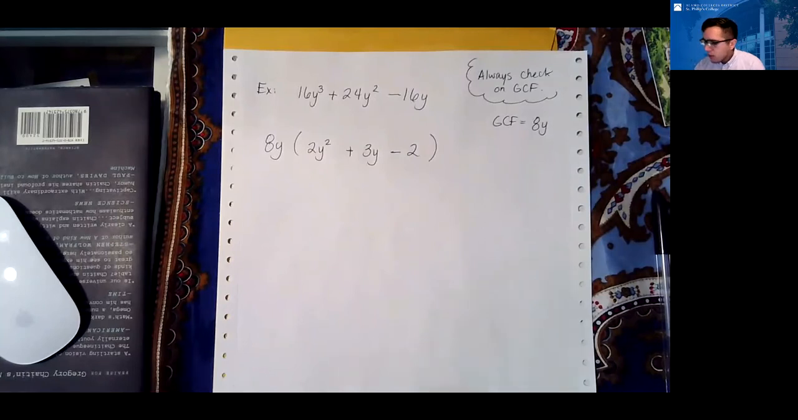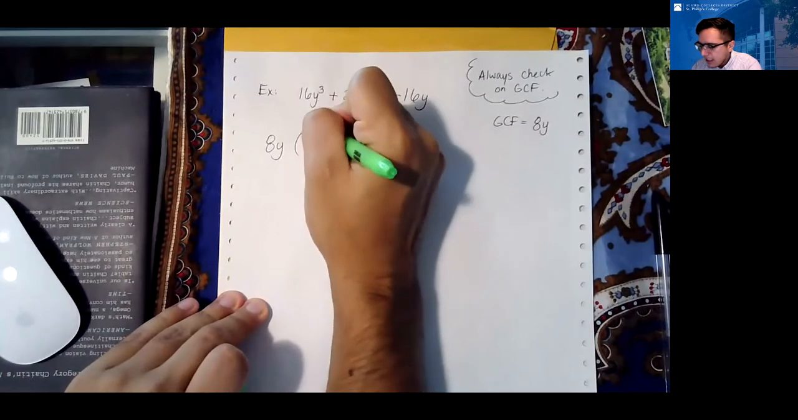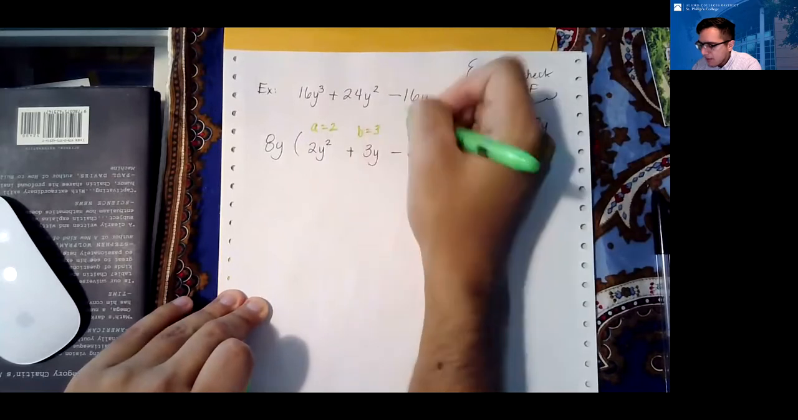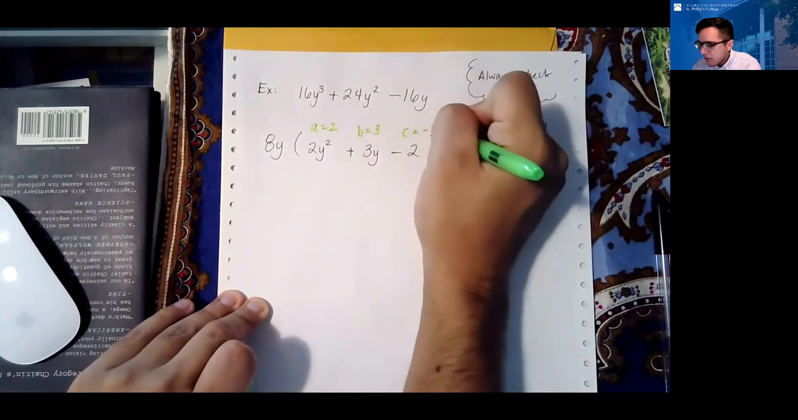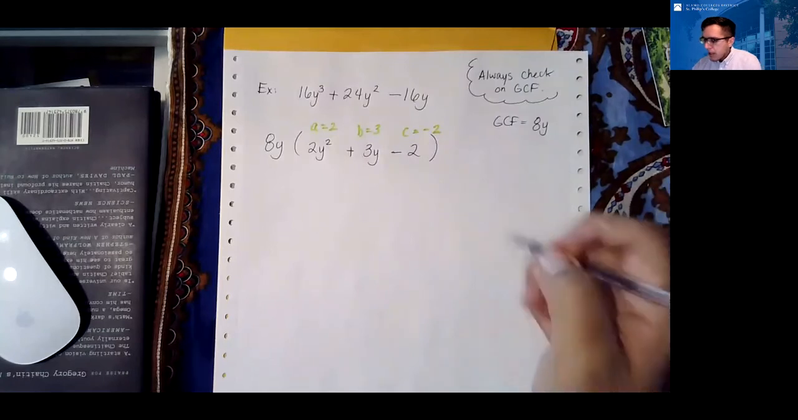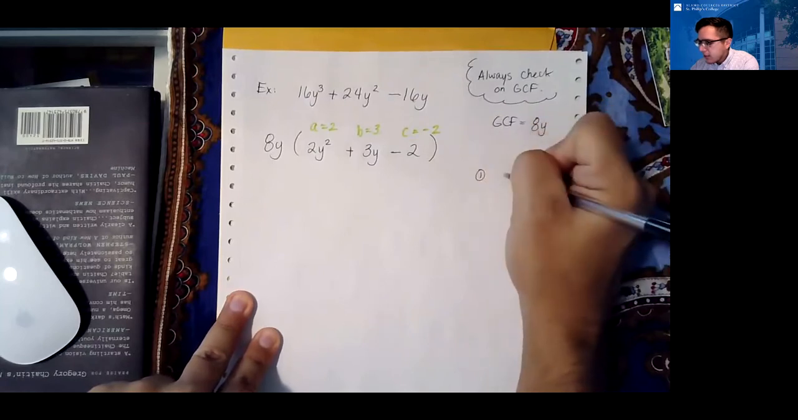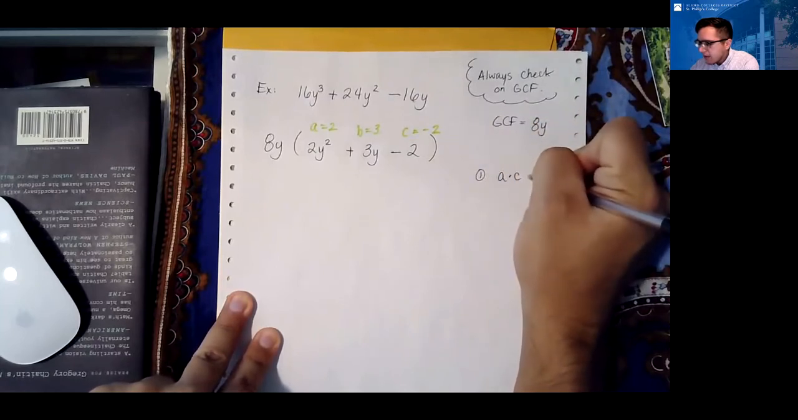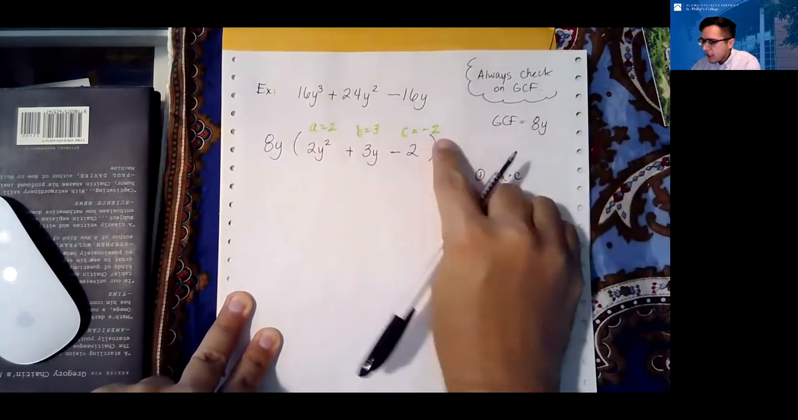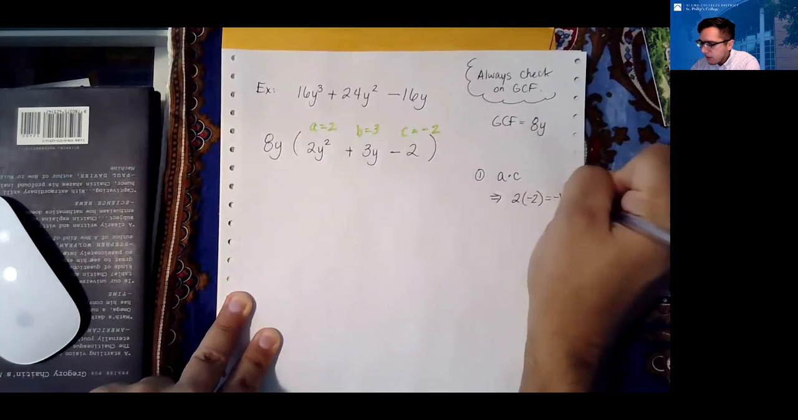So I will start by labeling my polynomial here as A is equal to 2, B is equal to 3, and C is equal to -2. I can go over here to the side and say that the first step I need to take is multiply A times C. And in this case, that is 2 times -2. And I get -4.